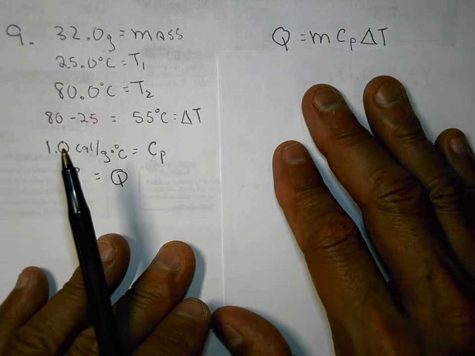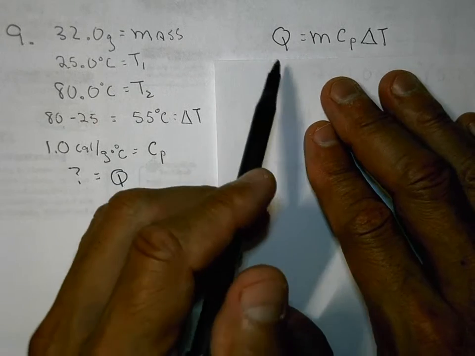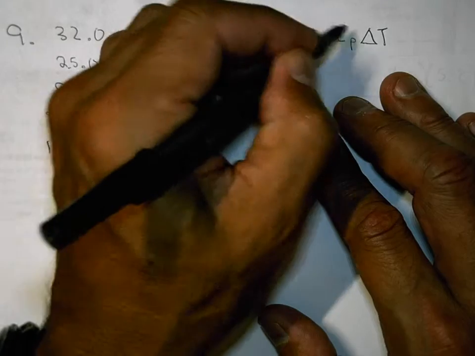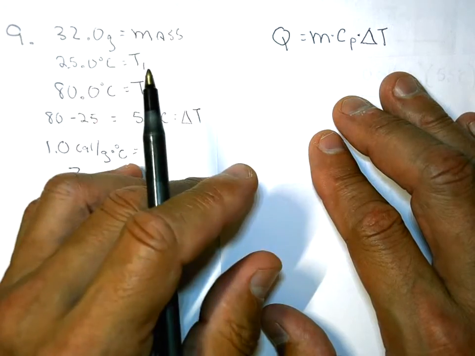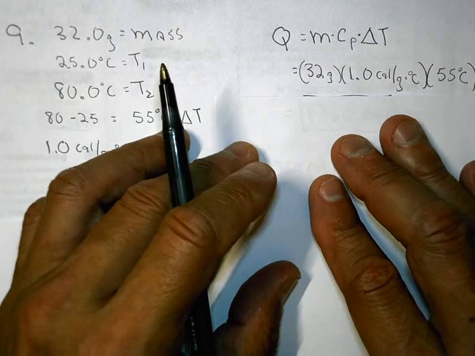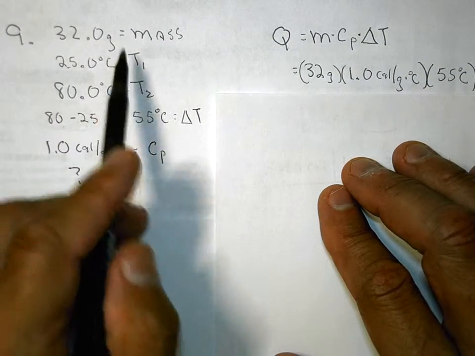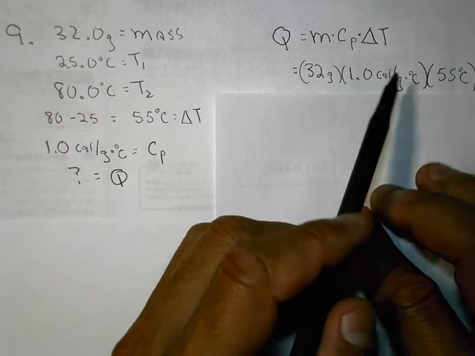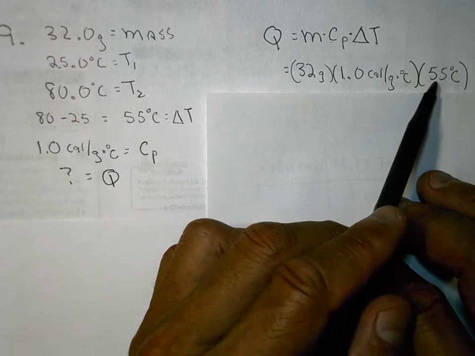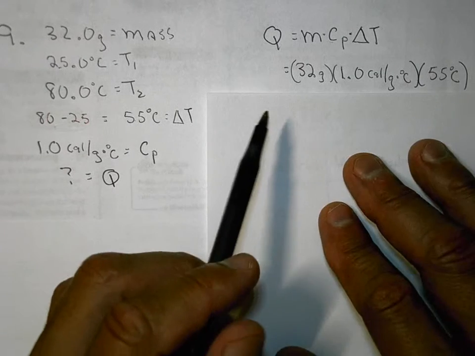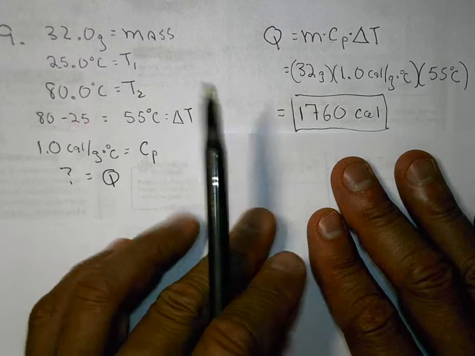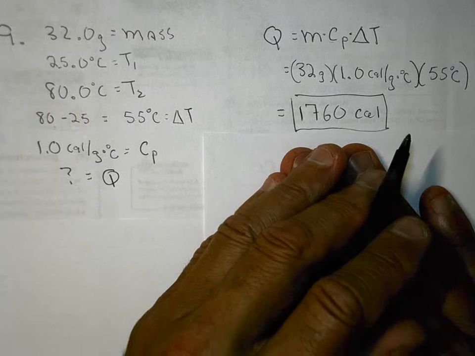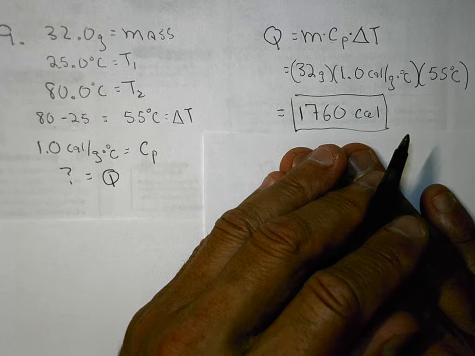So we're going to use the formula we learned from the video: Q is equal to m times Cp times delta T. The little dot here means these are all multiplied together. Now we plug these in. The mass is 32 grams, specific heat is this value here, and delta T is 55 degrees Celsius. We multiply that together, and we come out to 1760 calories. So that's the answer in calories.